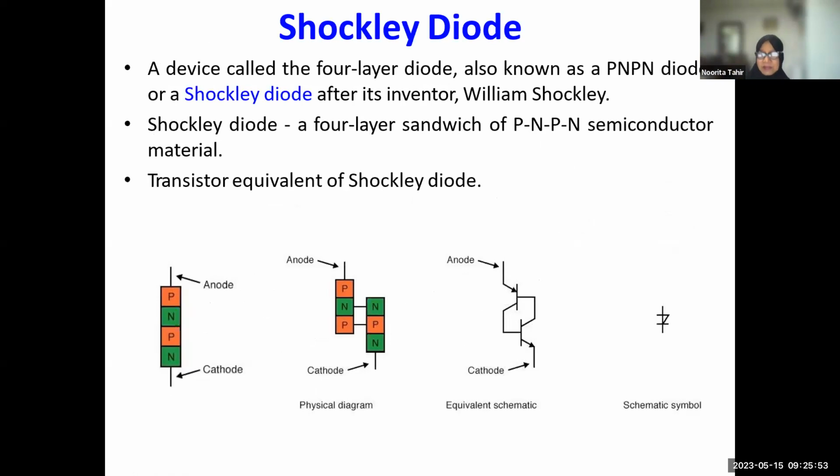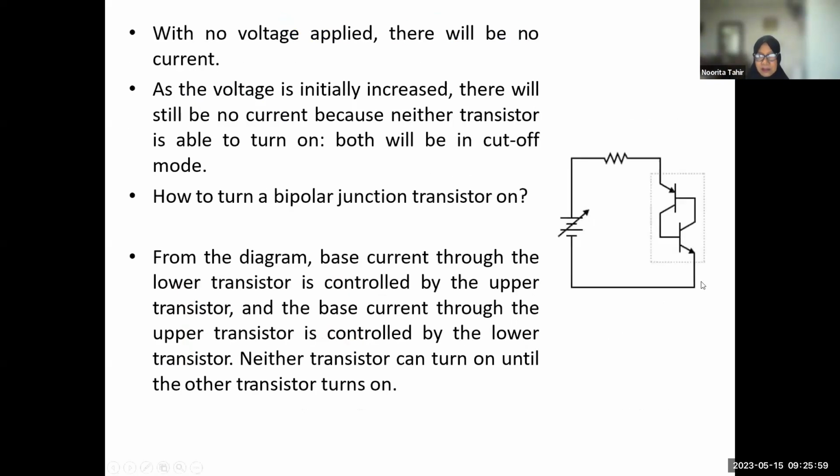So once one transistor breaks down and begins to conduct, it will allow the base current. Remember, this is the base. This base is connected to the collector of the next one, and the collector of the first transistor is connected to the base of the second transistor, because this is PNP and this is NPN.